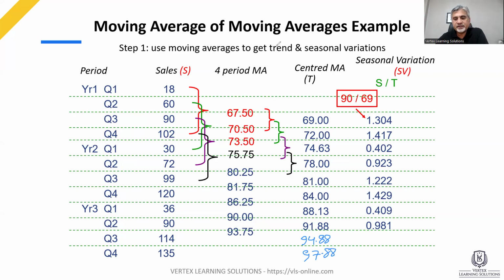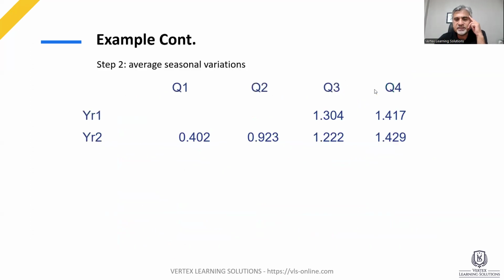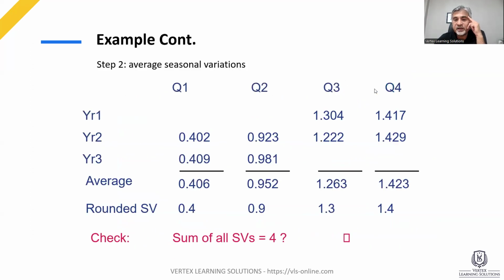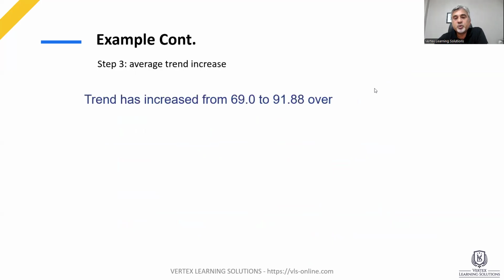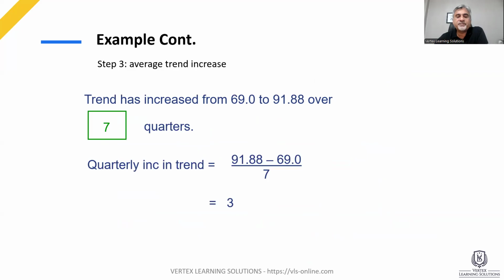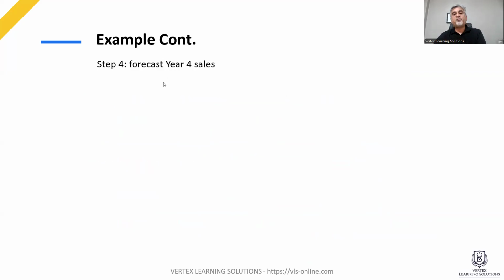Okay. So, moving on, I can just add 3 and calculate the trend. I come back to where I left it. You can say that for 7 quarters, it's approximately 3. So if I ask you what is the forecast for year 4, step 4, how much are the sales in year 4?